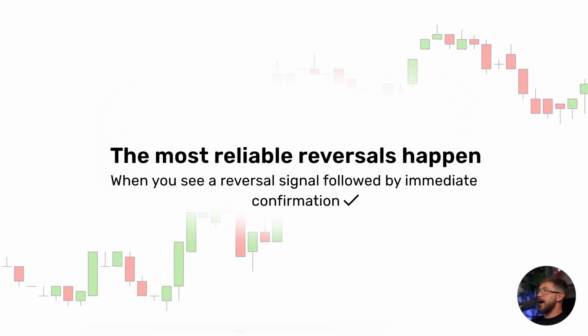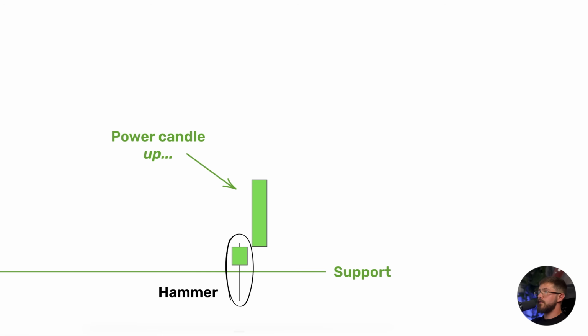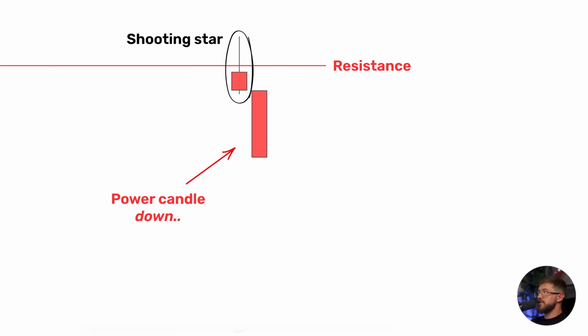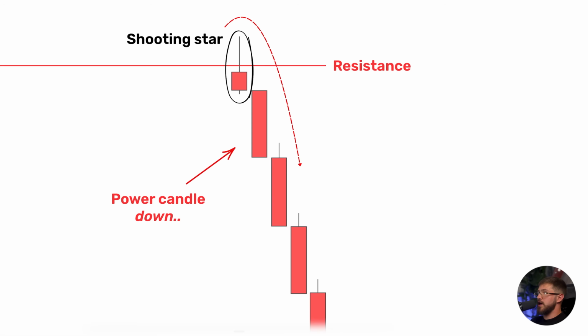Remember, the most reliable reversals happen when you see a reversal signal followed by an immediate confirmation. A reversal candle at support followed by a power candle is showing you the reversal is working and gaining momentum, and vice versa. A reversal candle at resistance followed by a power candle to the downside is showing you the rejection is confirmed and it's likely to explode.